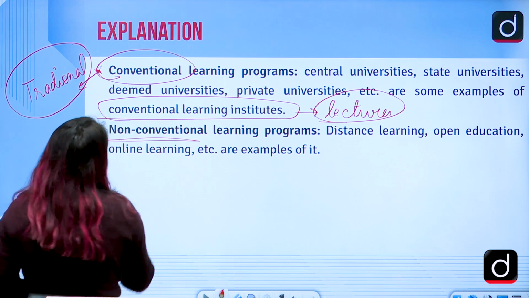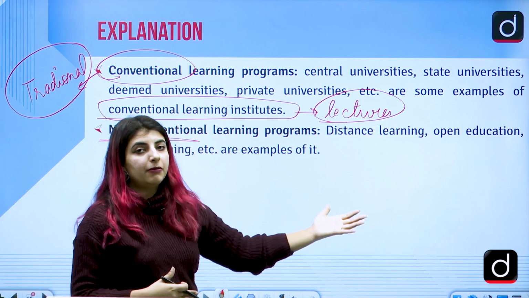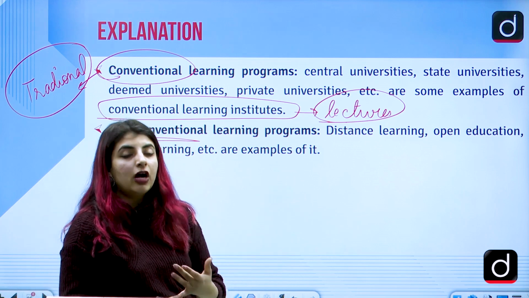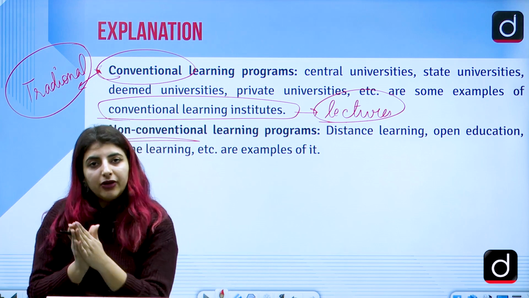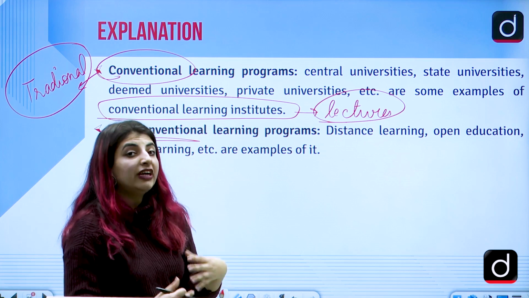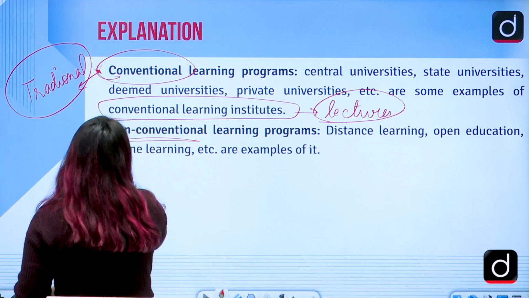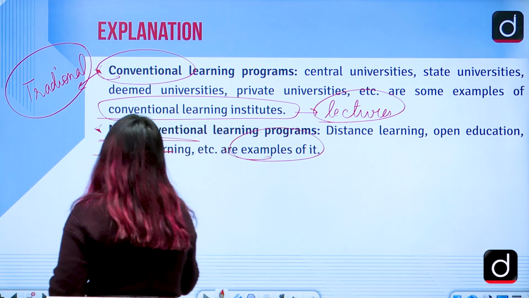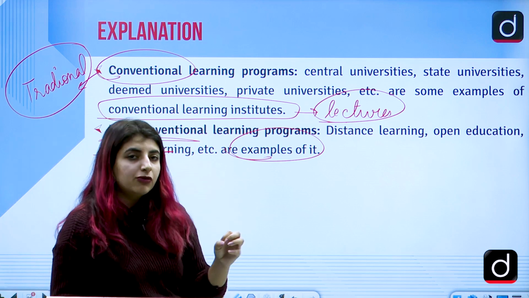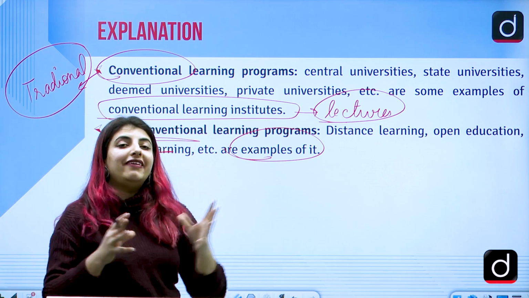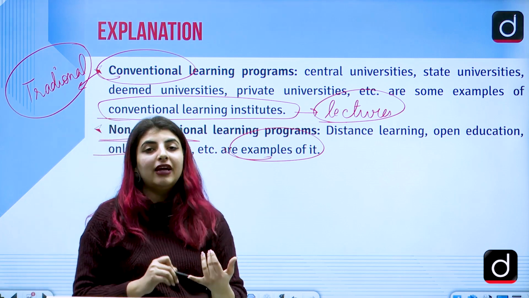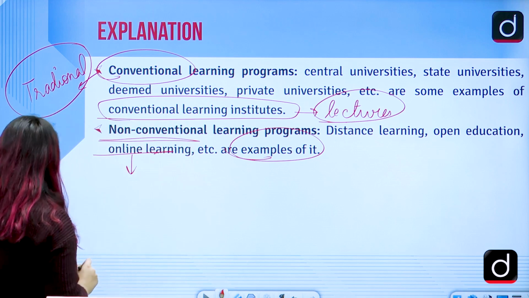Non-conventional learning programs, on the other hand, are distance learning. In the previous slide as well, we were talking about distance education and how it has been there. Distance education is different from conventional education because you need not go there physically. Open education, online learning, etc. are examples of it. Even if we look at the Oriental programs, they exist to regain the heritage. Now you understand the differentiation between conventional, non-conventional and Oriental programs. I hope you all do.